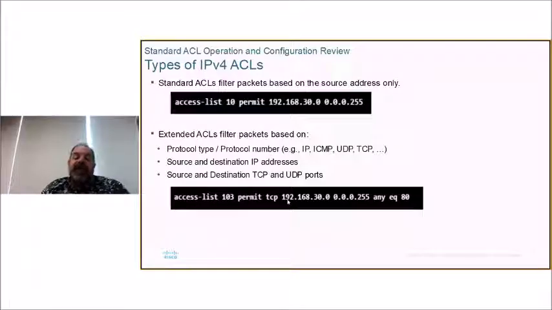So basically from here, the first address and mask you supply is the source address, and the second one that you supply is the destination. And then EQ 80 means equals port 80. So this is any host from this subnet, again, it's the same as above, to any destination with a port equals 80.